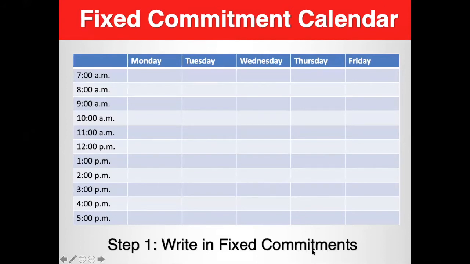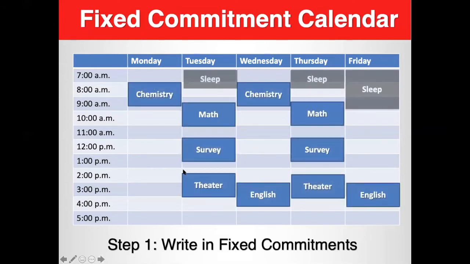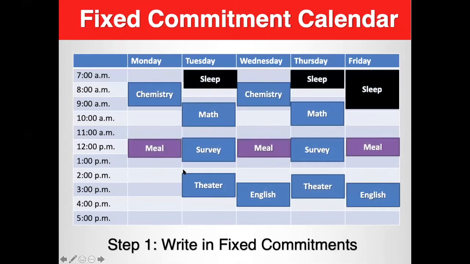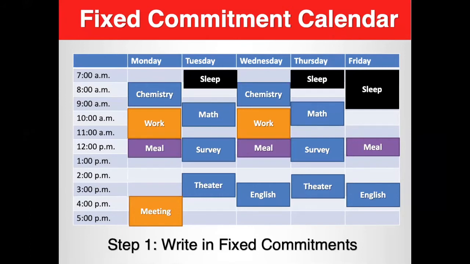The first step in creating a fixed commitment calendar is writing in the fixed commitments, whether that be your class schedule, your sleep schedule, the meals you plan to eat, or even work or meeting times. Some students prefer to schedule when they eat and when they sleep so they can create some type of consistency within their daily routine. This in turn creates some consistency in their weekly and monthly routine.